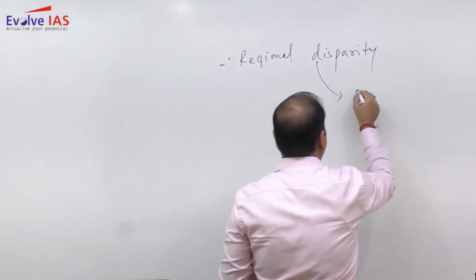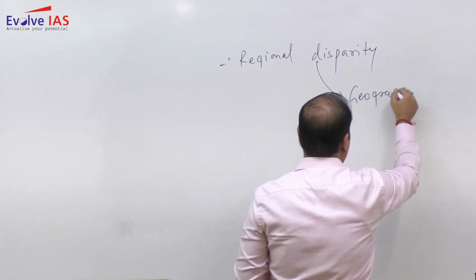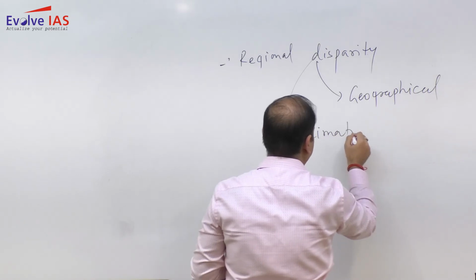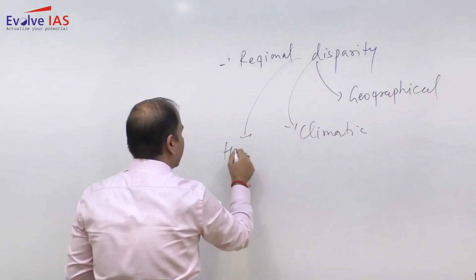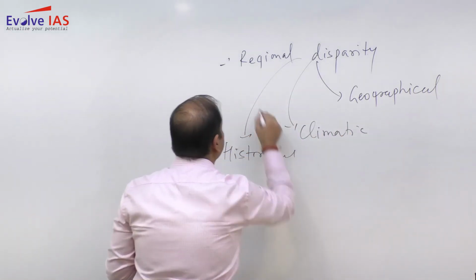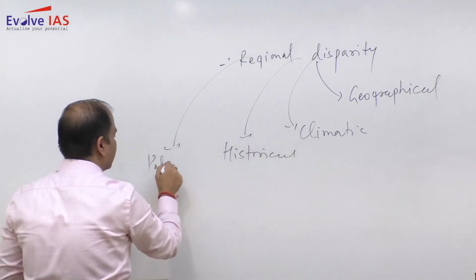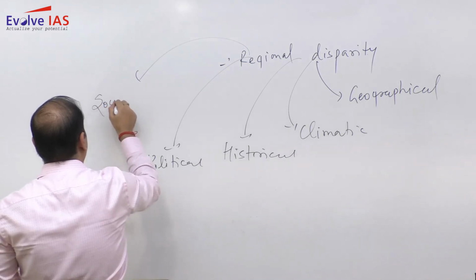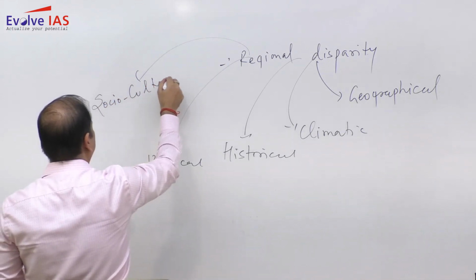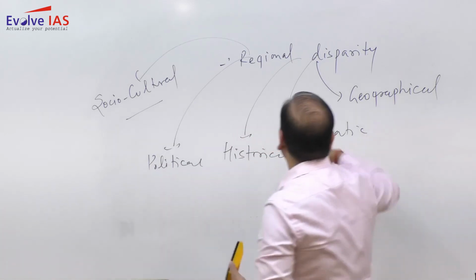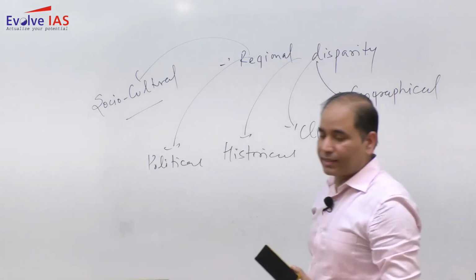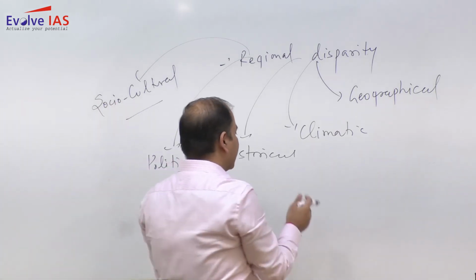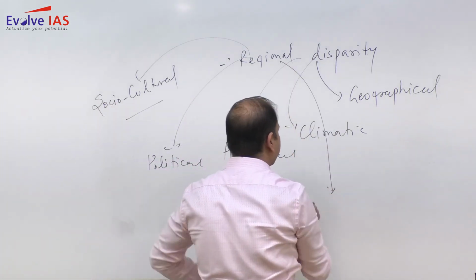The regional disparity can be geographical, it can be climatic, it can be historical, it can be political, it can be based on socio-cultural factors. So all these are related with regional inequality. So there exists a regional inequality, and regional inequalities are associated with economic development.